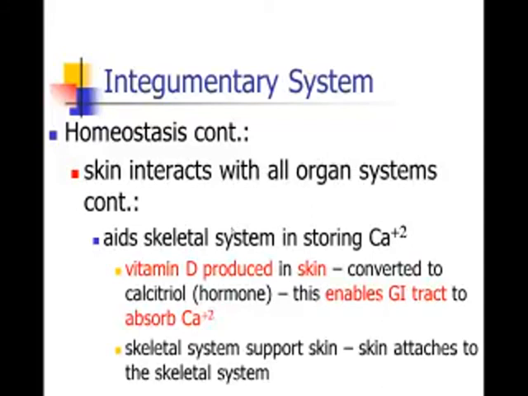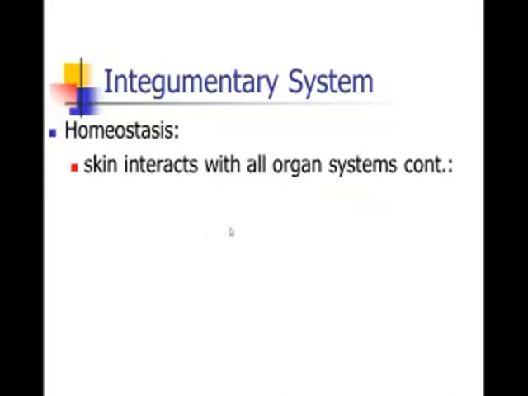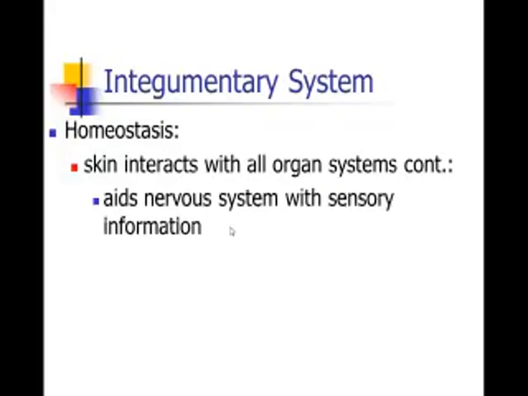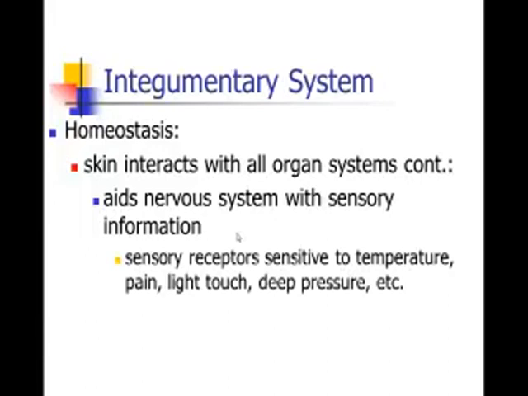The skeletal system helps the skin out by supporting it. In a number of places the skin attaches to bones. We talked about that. The nervous system is aided by the skin because of sensory information from the sensory receptors. We talked about the sensitivity to temperature changes, both hot and cold, pain, touch, pressure, things of that nature.